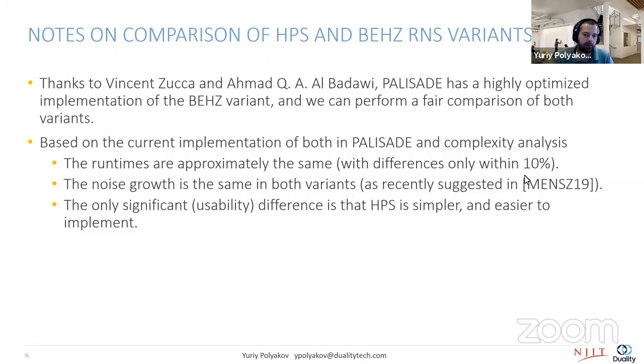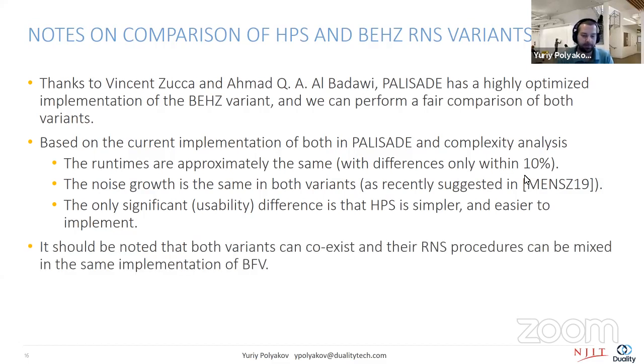There is only one, in my opinion, significant difference. It's a usability difference, and we'll talk more about usability later in this talk. It is the fact that the HPS variant is much simpler. I was essentially able to explain most of the ideas in 5 or 6 slides, while the approach based on Montgomery reduction and so on is certainly much more challenging to understand and implement. But in terms of runtime and noise growth, they're essentially equivalent.